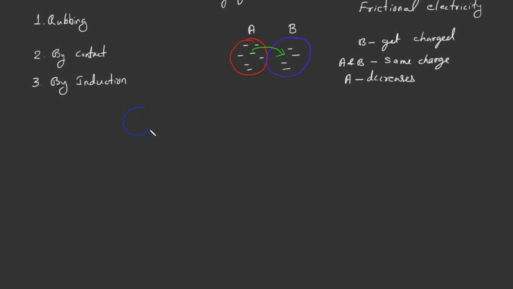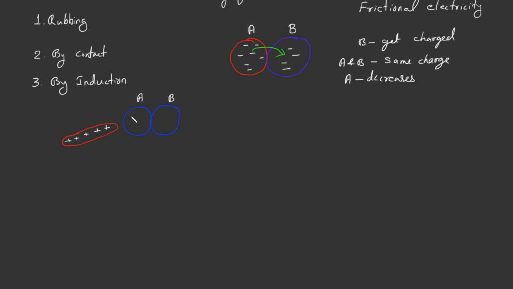Take two metal spheres A and B and make them in contact with each other. So this is A and this is B. In the second step, place a charged body near these two spherical metal bodies. For example, I place a positively charged body near the metal spheres.